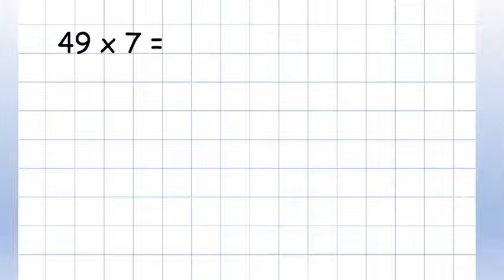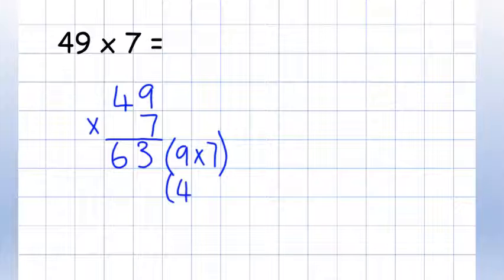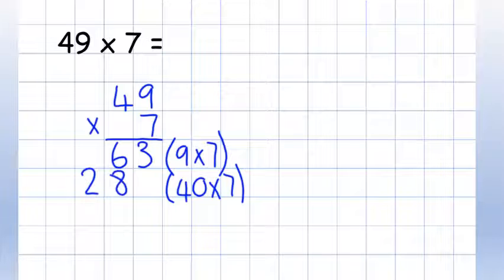49 times 7 is next. There's my 49, there's my 7. So I'm going to do 9 times 7 first, which is 63. And then I'm going to do 40 times 7. And 4 times 7 is 28, so 40 times 7 must be 280. Okay, and then we add those together.